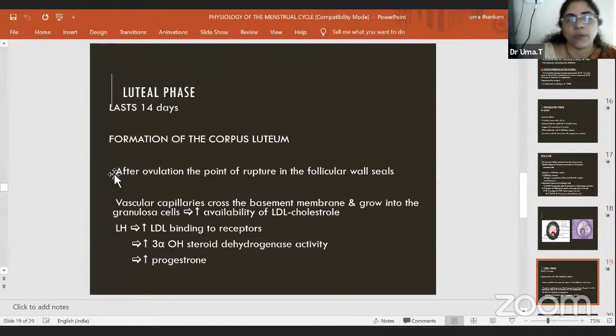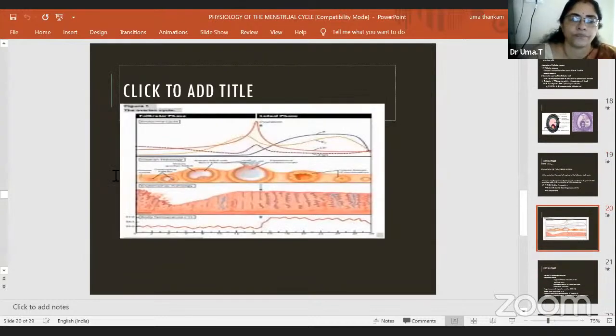So before ovulation, there is no vascularity inside the follicle, so it is not able to produce progesterone. Once it ruptures, the blood vessels grow into the follicle, inside the corpus luteum, and it starts producing progesterone. This picture shows the hormonal changes. This is another 4-mark question for you for the exam regularly.